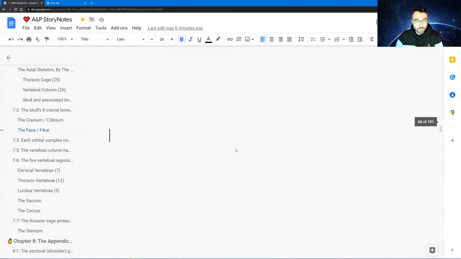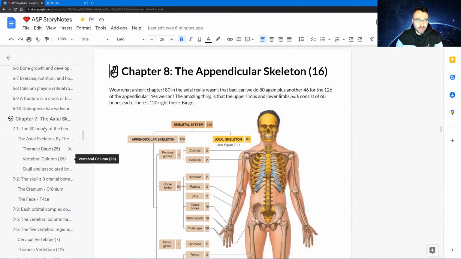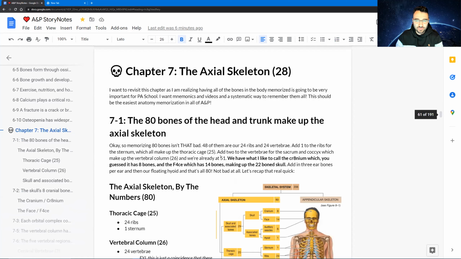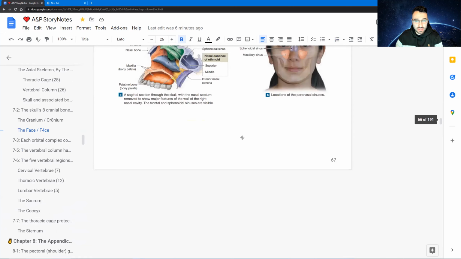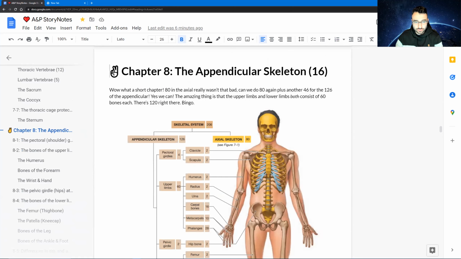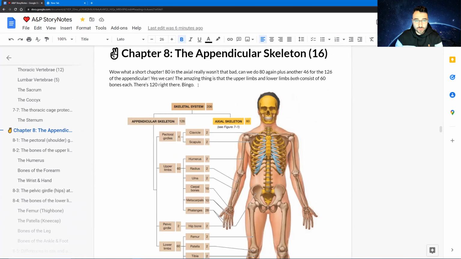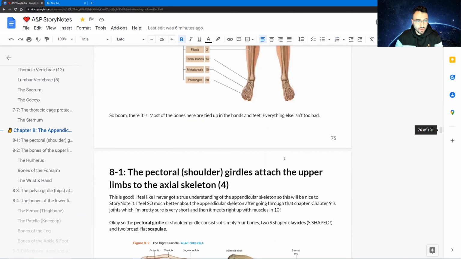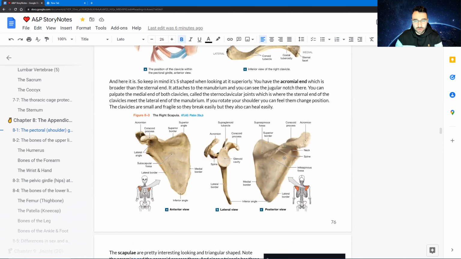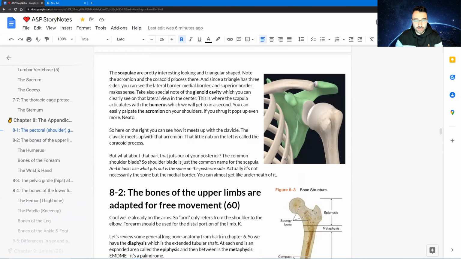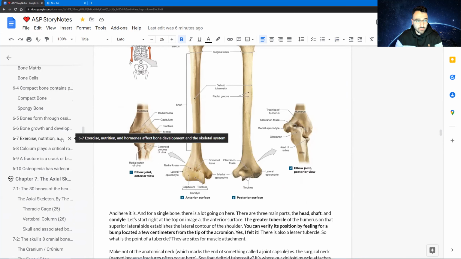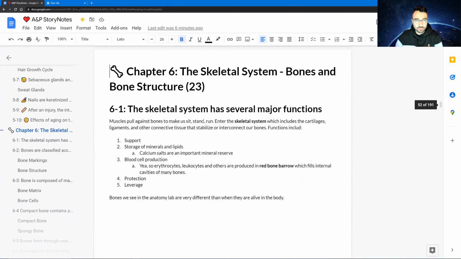But then we're going to quickly move into the, I'm sorry, it's not 28 bones, it's 28 pages. It's 80 bones. And then chapter 8, we're going to get into the appendicular skeleton, which is 126 bones. So the skeletal system in total is going to comprise 206 bones. So chapters 7 and 8 are just a lot of raw memorization. But before that, let's get through chapter 6.